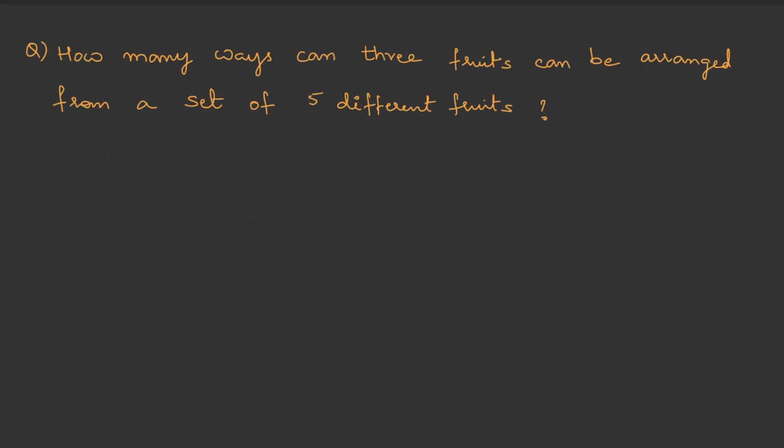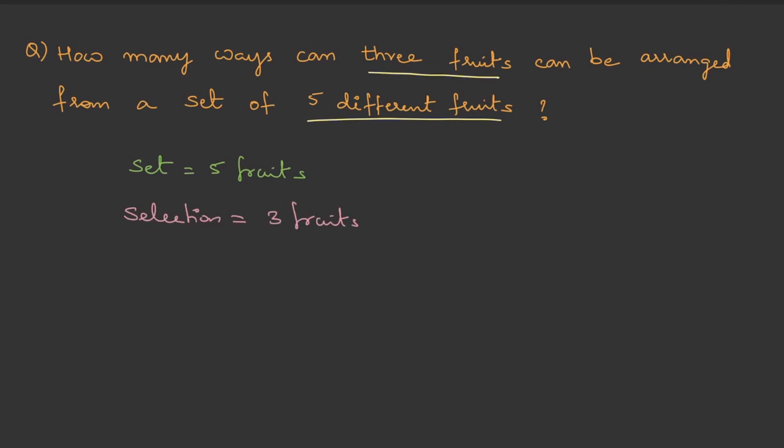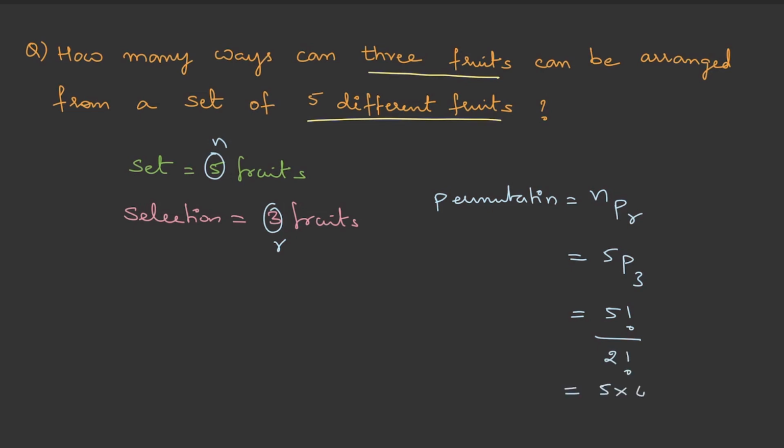Here is another question. How many ways can 3 fruits be arranged from a set of 5 different fruits? So the set has 5 fruits and the selection is 3 fruits, and these 3 fruits have to be arranged. We already know for this case permutation is nPr. So here n is 5 and r is 3. Therefore 5P3, that is 5 factorial by 5 minus 3, that is 2 factorial, that is 5 into 4 into 3. I hope you are able to get the fundamentals right. Before you proceed, practice the questions.